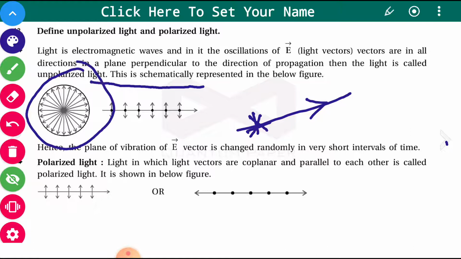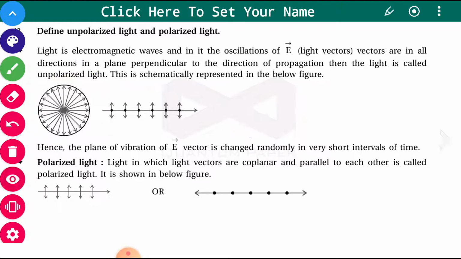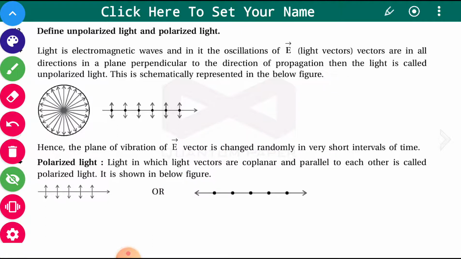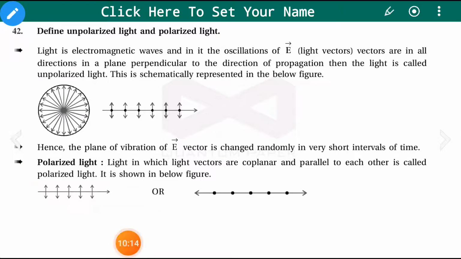Now if you have a light in which the light vectors are oscillating in one particular direction, parallel to each other, say for example, this is the beam of light and the electric field vectors are oscillating in one particular direction, then this kind of light is called polarized light. Here the polarized beam of light is shown in the figure.